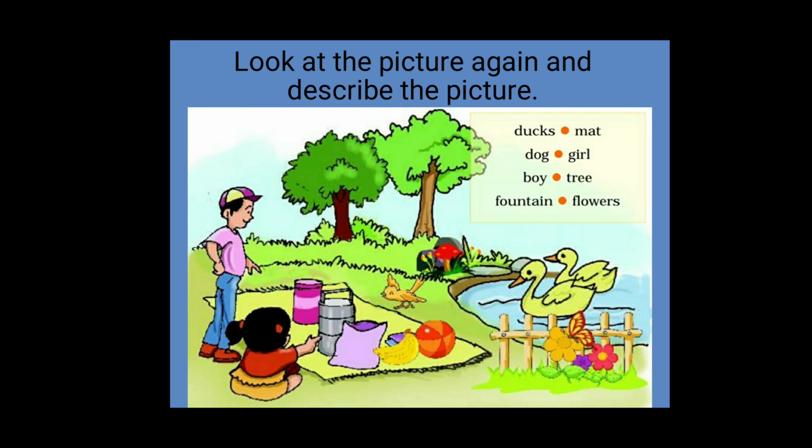Next, look at the picture again and describe the picture. Now you have to describe this picture. That means you will write a few sentences about it. So, in order to write sentences about this picture, one by one we will take these things and then we will frame sentences. So, let's begin.